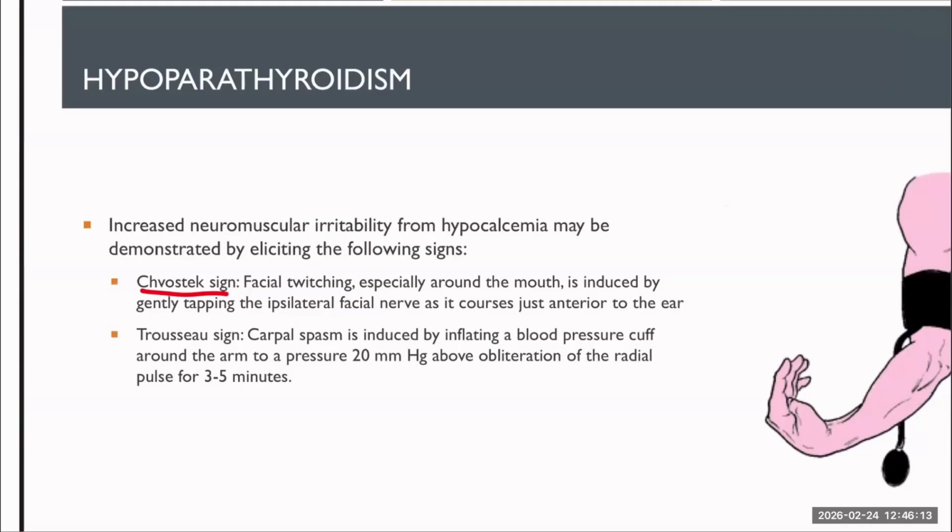The other one is Trousseau sign. This is a carpal spasm. This is when you blow up a blood pressure cuff and get rid of the pulse of the radial artery for that arm. Keep it up for a few minutes, and you'll start seeing a carpal spasm happening. That is a positive sign for having hypocalcemia. Then you have to figure out why, a cause, probably hypoparathyroidism.